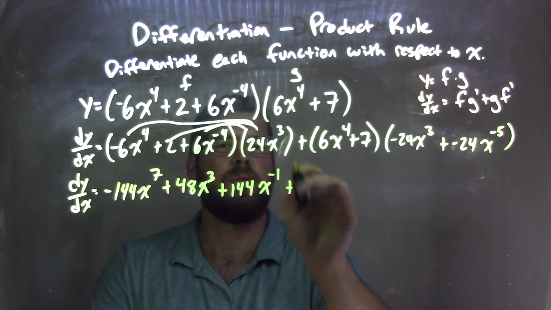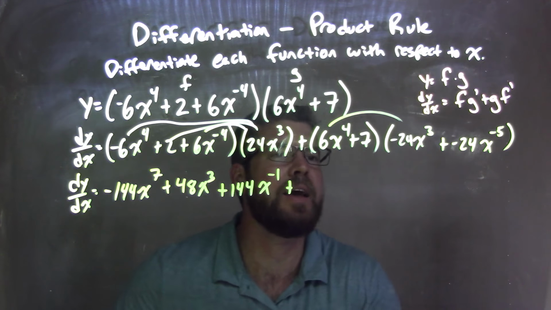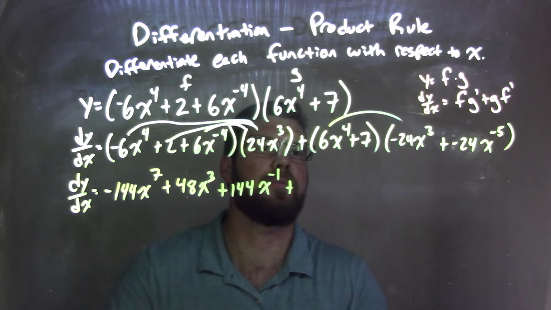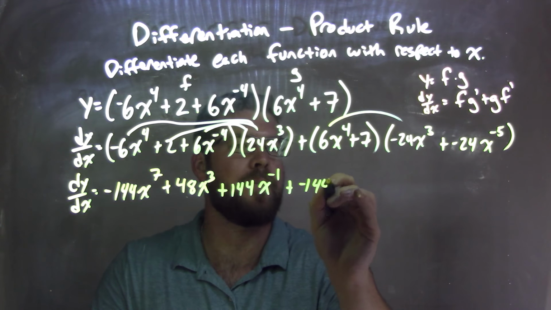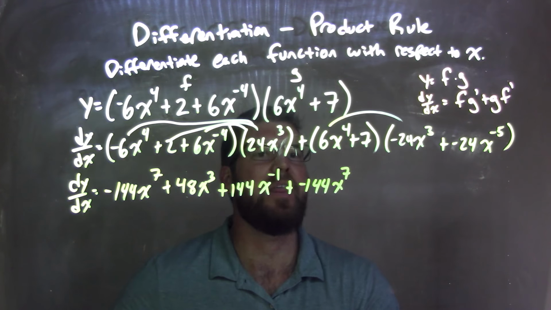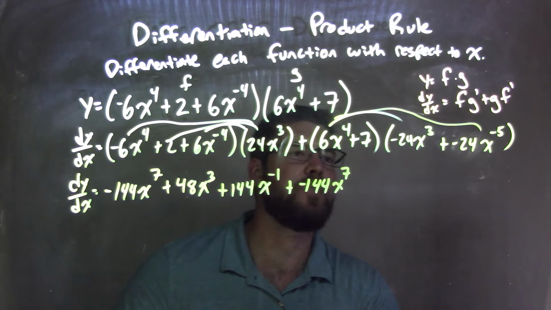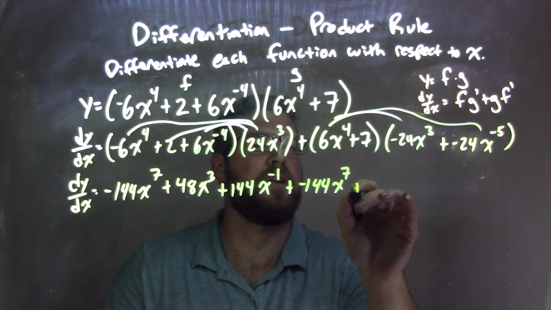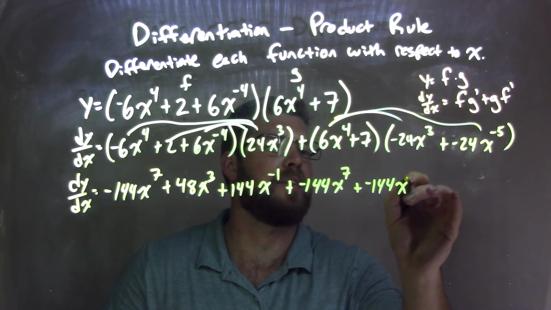So now we're separated here by the plus sign. Now we distribute over here. So let's go 6 times a negative 24, or 6 times 24 we know is 144 from before, but it's going to be negative, so we have negative 144. And we add the exponents, that's x to the 7th power, 4 plus 3 is 7. Then, from there, we also take a 6 times the negative 24 there, so we have plus a negative 144. We add the exponents, 4 plus negative 5 is negative 1.